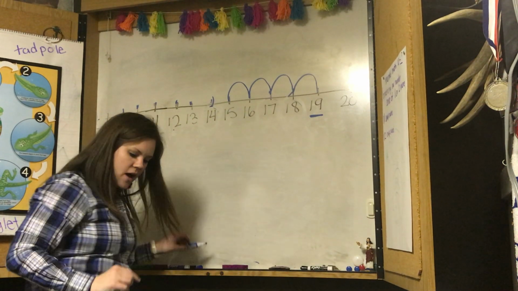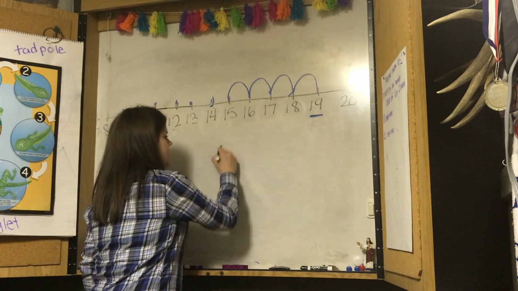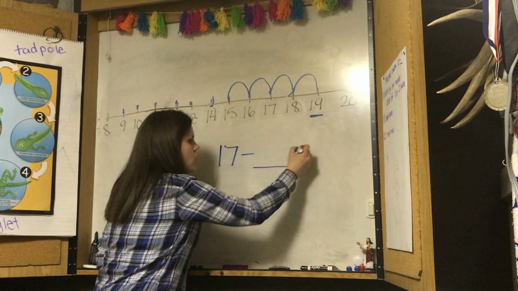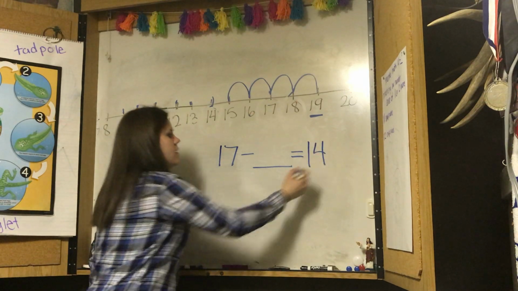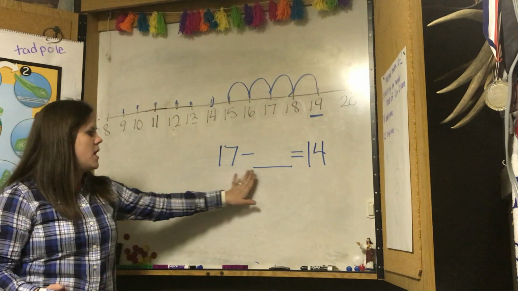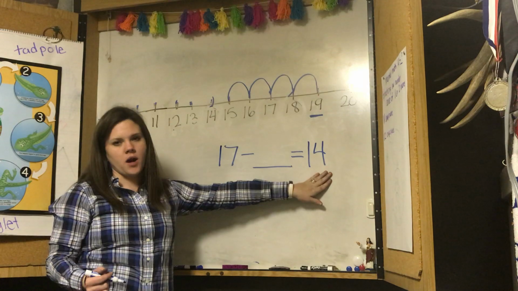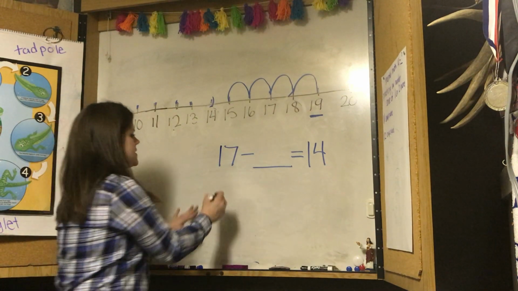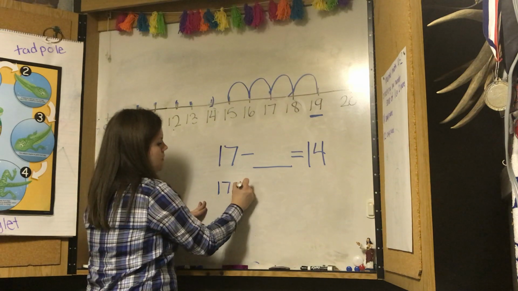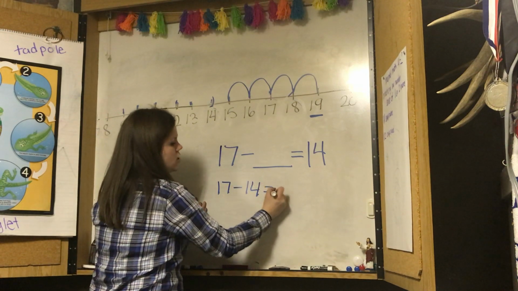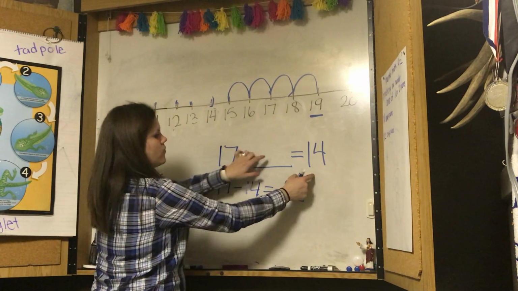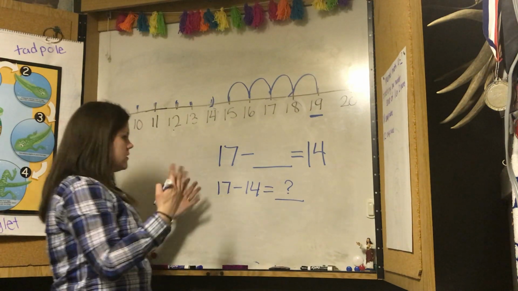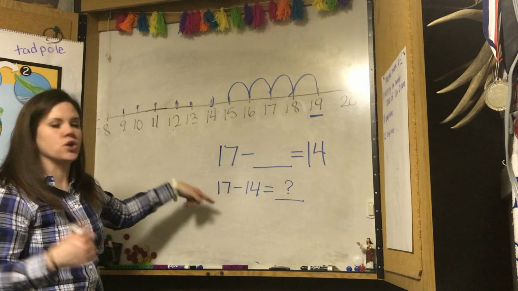All right, guys, number 12. 17 minus blank equals 14. 17 minus part equals other part. So if I ever see an equation like this, it's the same as me seeing this. 17 minus 14 equals, right? These are both parts in my subtraction sentences, right? If I know this is true, then I know this is true.